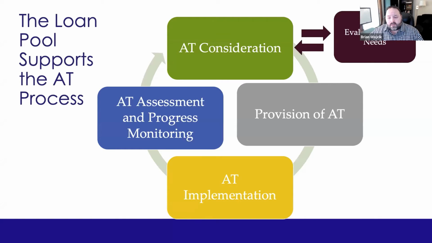Maintenance of the assistive technology is also important. Once the assistive technology has been implemented, it's important that an assessment and progress monitoring plan also be put in place to determine the degree to which the assistive technology is effective for the child and continues to be needed. This is a cyclical process and happens over and over again in order to meet the child's needs.